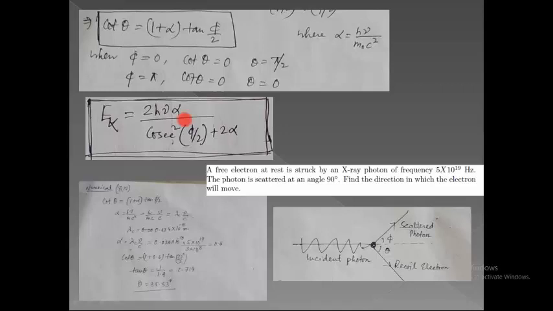You have to learn this formula to do the numericals. The numericals come from the derivation, that is why I am doing the numericals. Derivation is there in the notes. If you understood the Compton effect, lambda dash minus lambda is equal to this, then you will understand this without doubt, I can tell you.